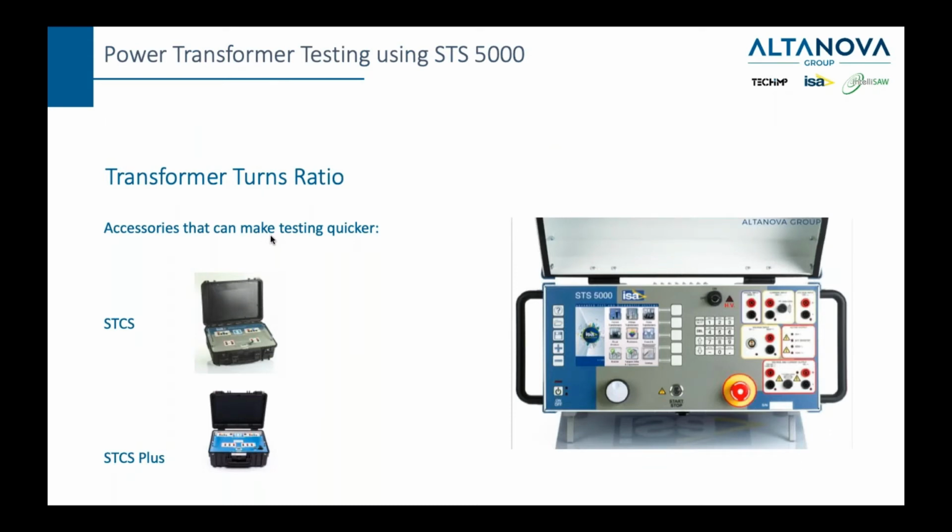The first is transformer turns ratio. Here you can see the STS, and here you can see some of the accessories you could use to make this testing quicker. It is not necessary. You can do this test even without these accessories, but with these accessories, it is very comfortable and fast to do a test, because with STCS and STCS Plus, you execute one-time connection and you can do many tests. So no climbing the transformer, no hazard for the user or for the person who is on the transformer.